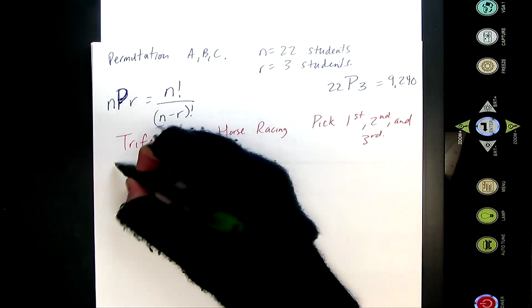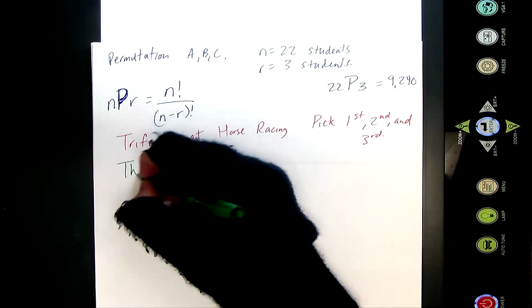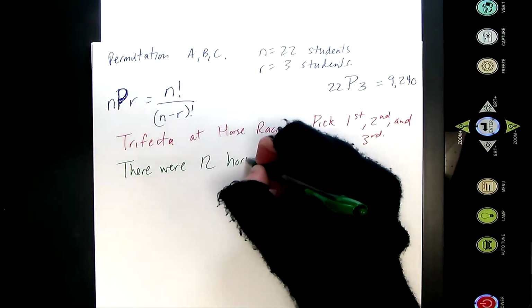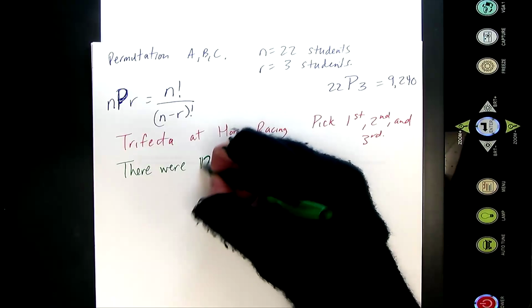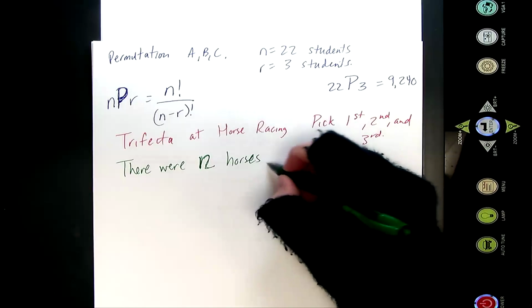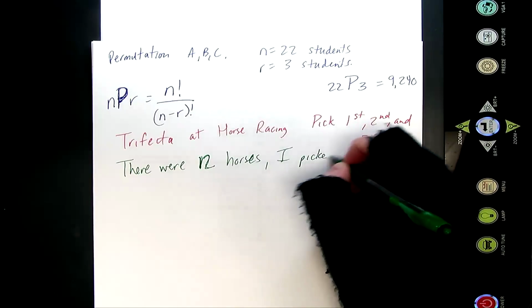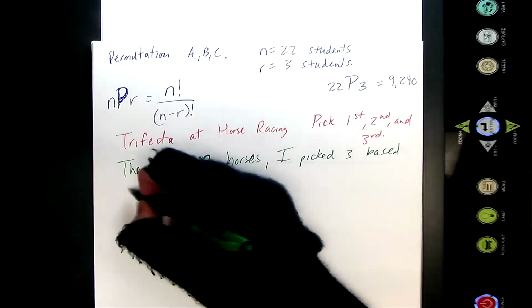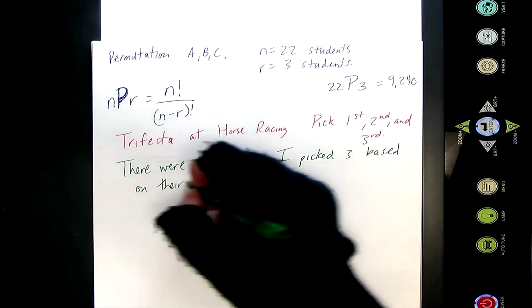The main part of the story is free. There were 12 horses. It was like a $2 bet. It was not very much of the $20. There are 12 horses. I picked 3, based on their names. I don't remember what their names are.